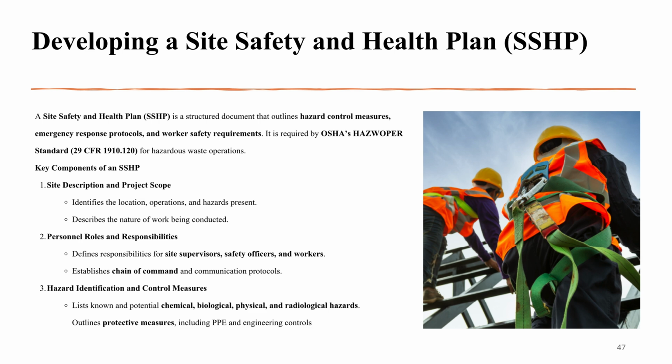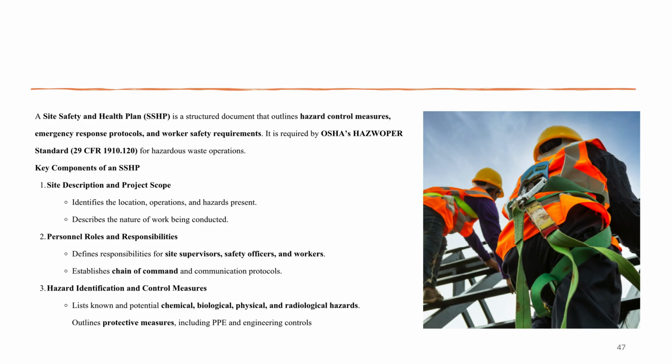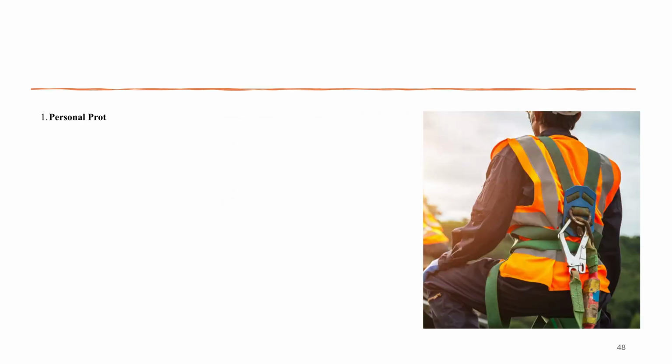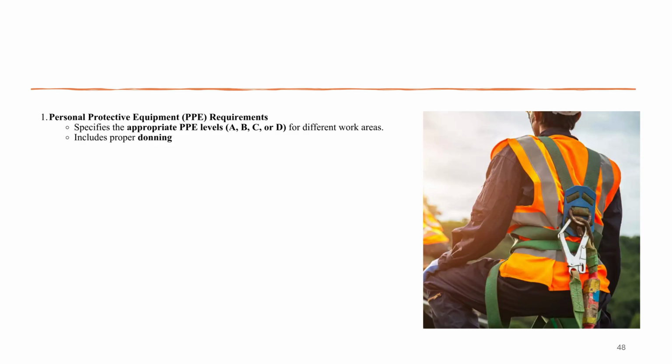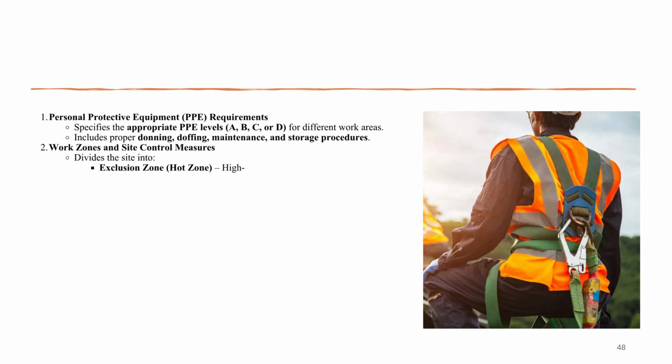3. Hazard identification and control measures. It lists known and potential chemical, biological, physical, and radiological hazards. Outlines protective measures, including PPE and engineering controls. Site-specific safety plans. 1. Personal protective equipment requirements. It specifies the appropriate PPE levels, A, B, C, or D, for different work areas. Includes proper donning, doffing, maintenance, and storage procedures.